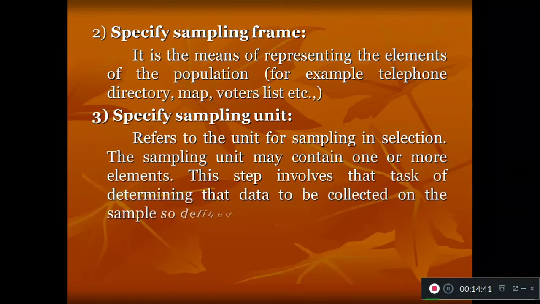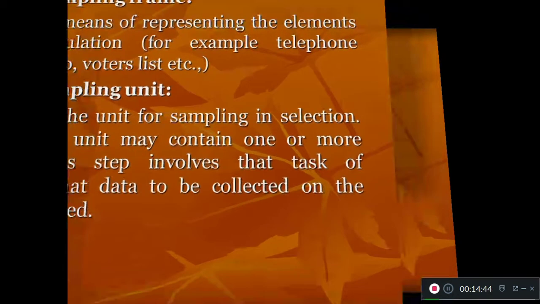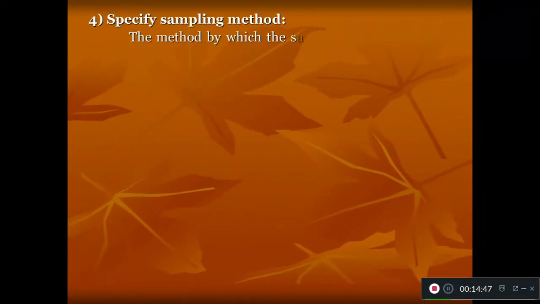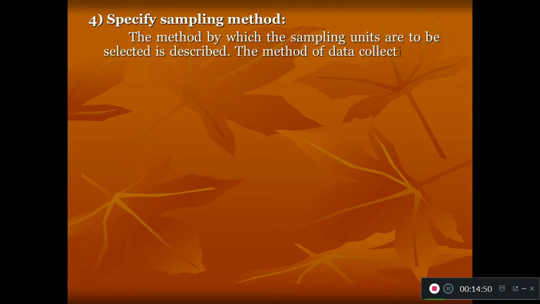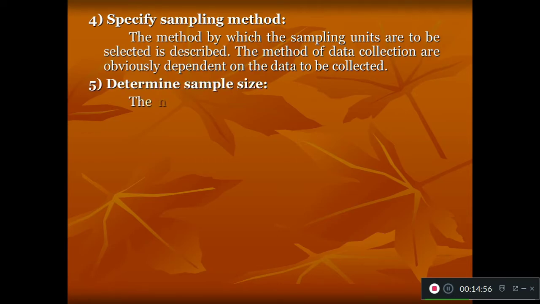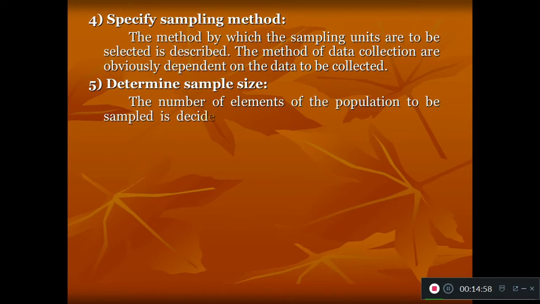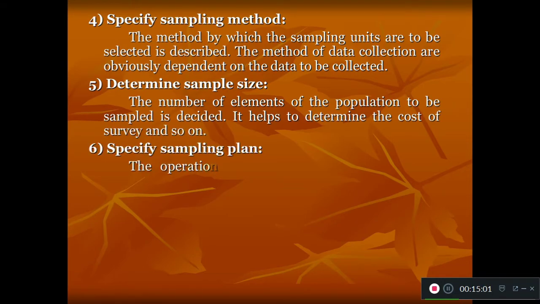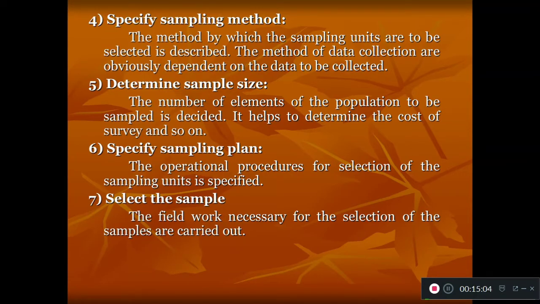Third one is specifying the sampling unit, and the fourth one is specifying the sampling method, that is, whether we are going to specify a probability method or a non-probability method. The last one is determining the sampling size, and finally we implement the plan for selecting the sample. So these are the various steps in selecting the sample in the sampling process. Yesterday we saw 5 steps. This is also a sampling process with 2 additional steps. Whichever is easier, you can follow that.